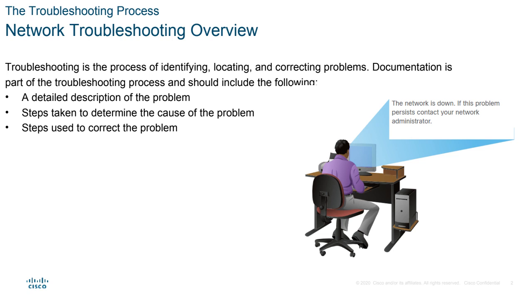For example, if the network is down, if this problem persists, contact your network administrator. First you will check: my network is down, maybe a cable is disconnected, maybe the router is off or the access point is turned off. If everything is okay, then I call the help desk.